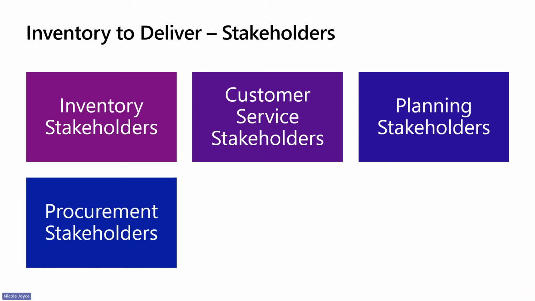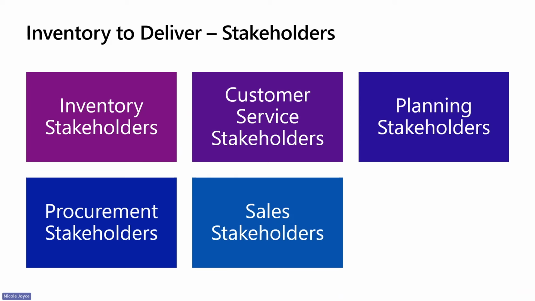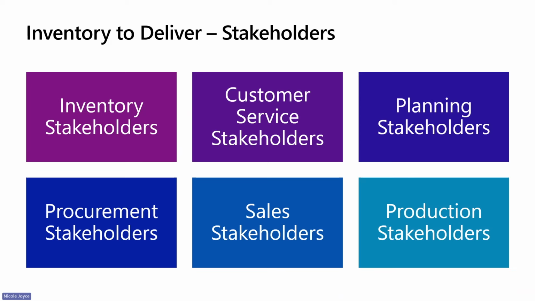We also have procurement stakeholders in this area. So it could be a buyer or a purchasing agent. We also have the sales stakeholders. So it could be your sales director, could be a general manager. And finally, we have production stakeholders in this area. So somebody like a production scheduler or a production plant manager that would all have an interest in the various business processes in this inventory to deliver end to end.